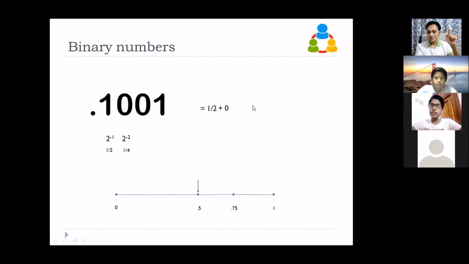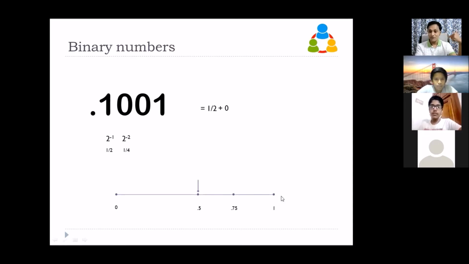Is it not? This is half plus 0, because this is 0 into 1, 0 into 1 by 4. So we know it is between this and this, but with 2 decimals, we can only tell it is between this and this, but our current value is 0.5. So our accuracy now is improved.